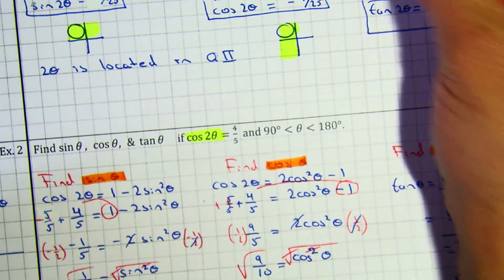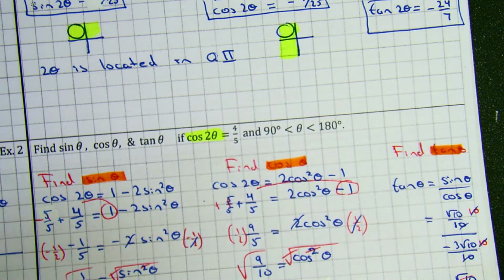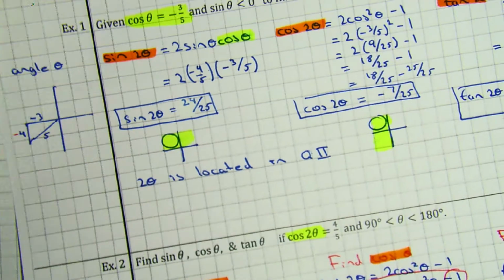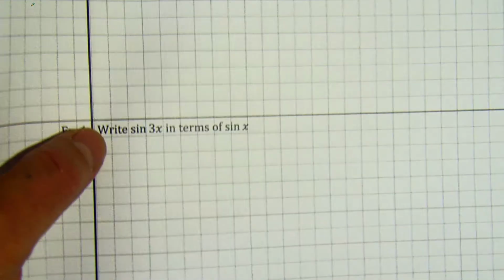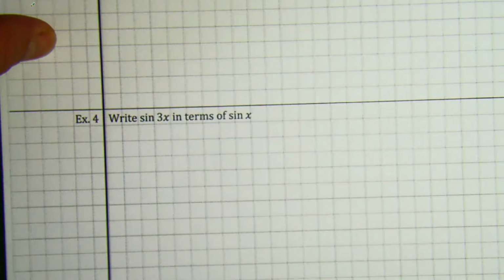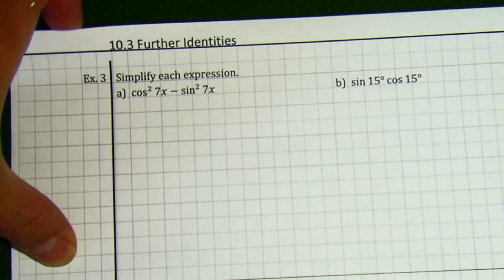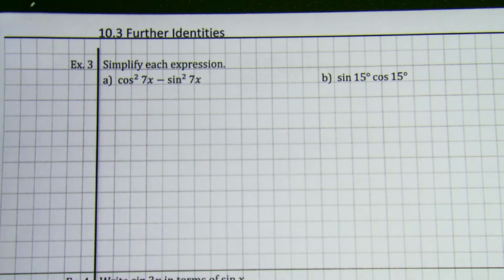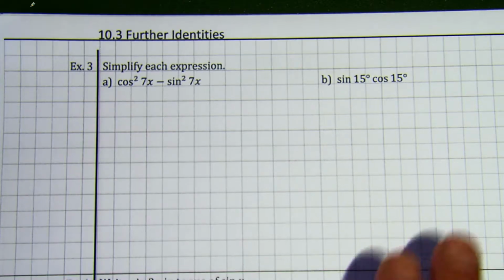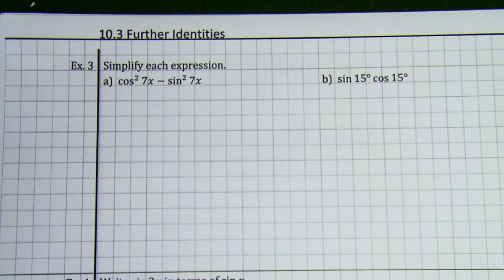Example number 3. So some of our uses is just to be able to simplify expressions. We want to be comfortable simplifying expressions such as this. And it'll seem familiar from the notes from 10.2. Go ahead and copy it down, pause it, and then we'll start once you are ready.